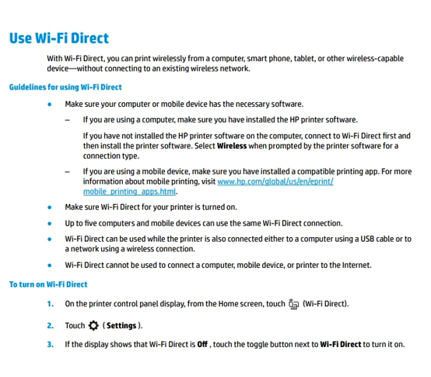With Wi-Fi Direct, you can print wirelessly from a computer, smartphone, tablet or any wireless-capable device without connecting to an existing wireless network. Some guidelines for using Wi-Fi Direct: as you can see, make sure your computer or mobile device has the necessary software, and you can read these lines or contents which are available on the screen for more information. And to turn on Wi-Fi Direct, you can follow these steps which are available on the screen.